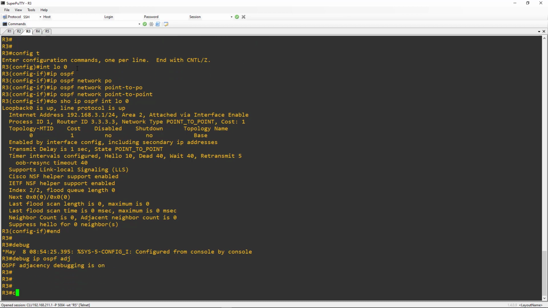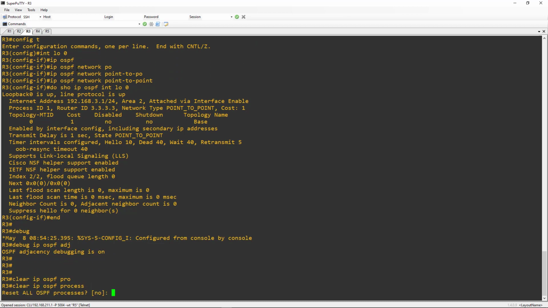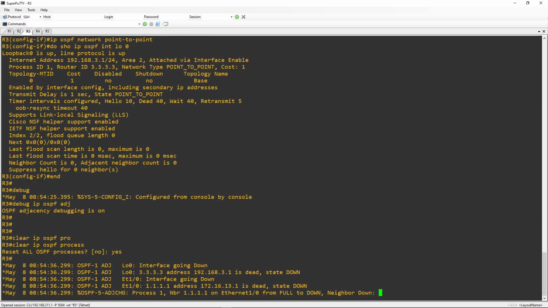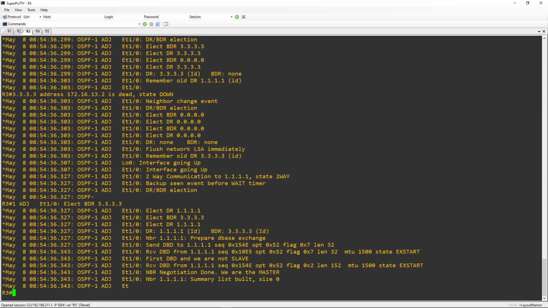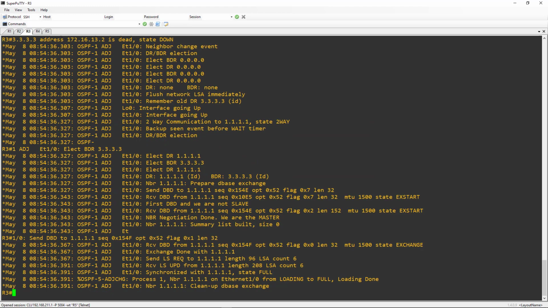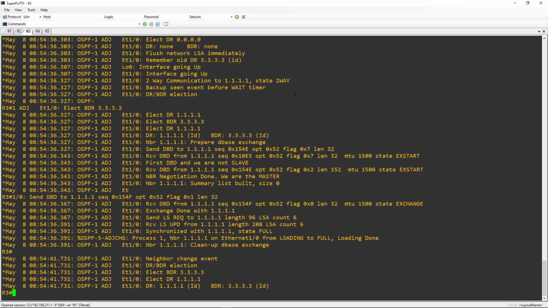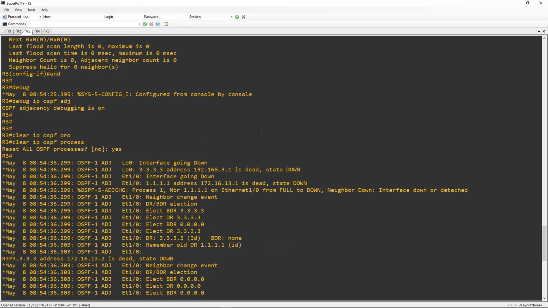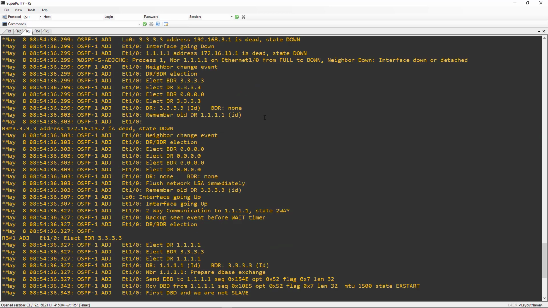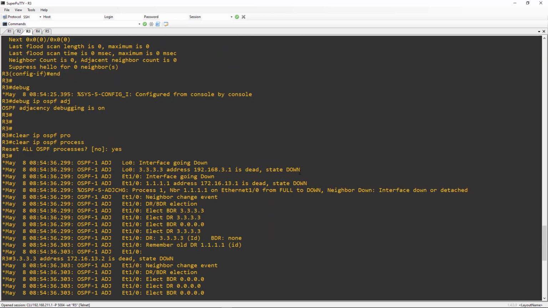Notice also in the exchange state, this is where we see the MTU being exchanged. That's pretty critical as well, because if there's an MTU mismatch, this is the state in which we're going to be able to identify that particular mismatch. Let's do an undebug all.